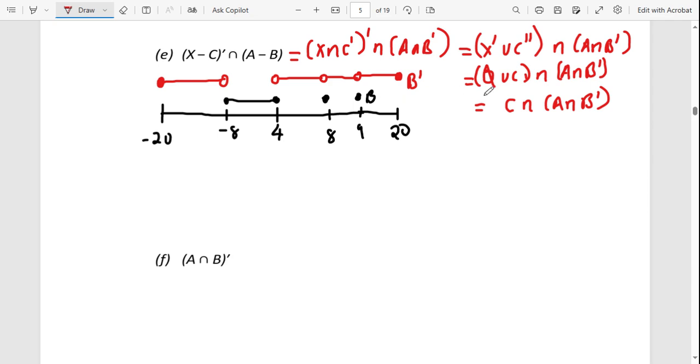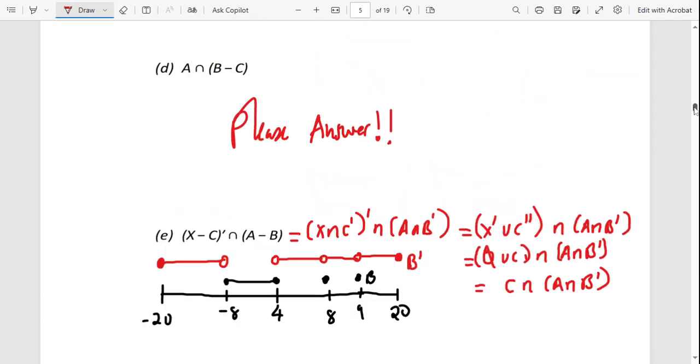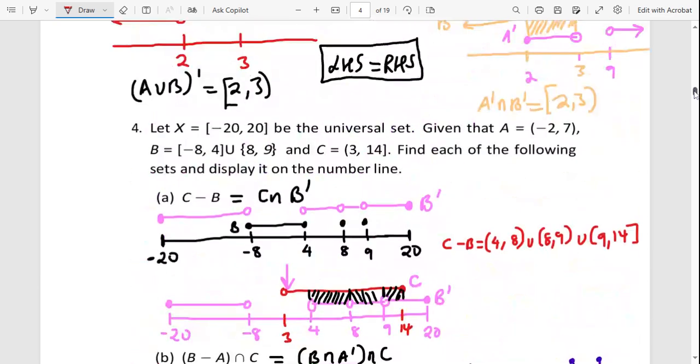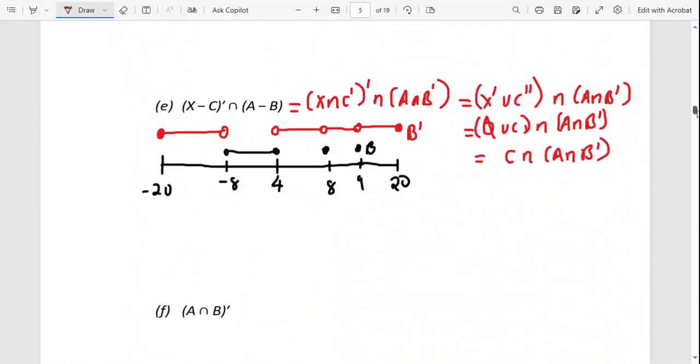But we want to intersect B complement with A. And the set A is from negative 2 to 7. So I can bring that down.